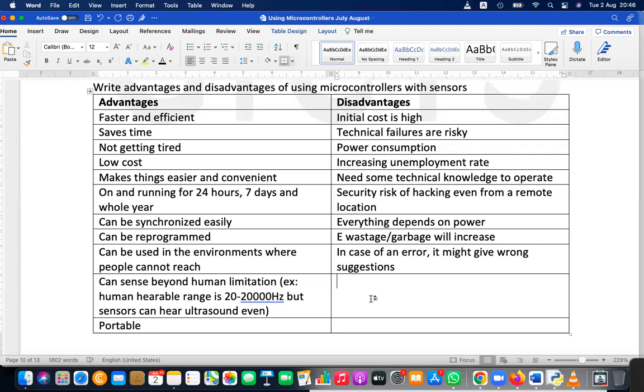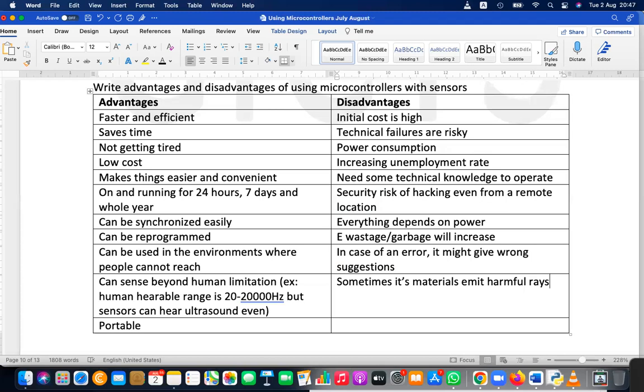Okay, sometimes it emits harmful rays from its materials, right? Sometimes, not always. So like X-rays, maybe alpha rays, gamma rays, right? Alpha rays, gamma rays, these are harmful.